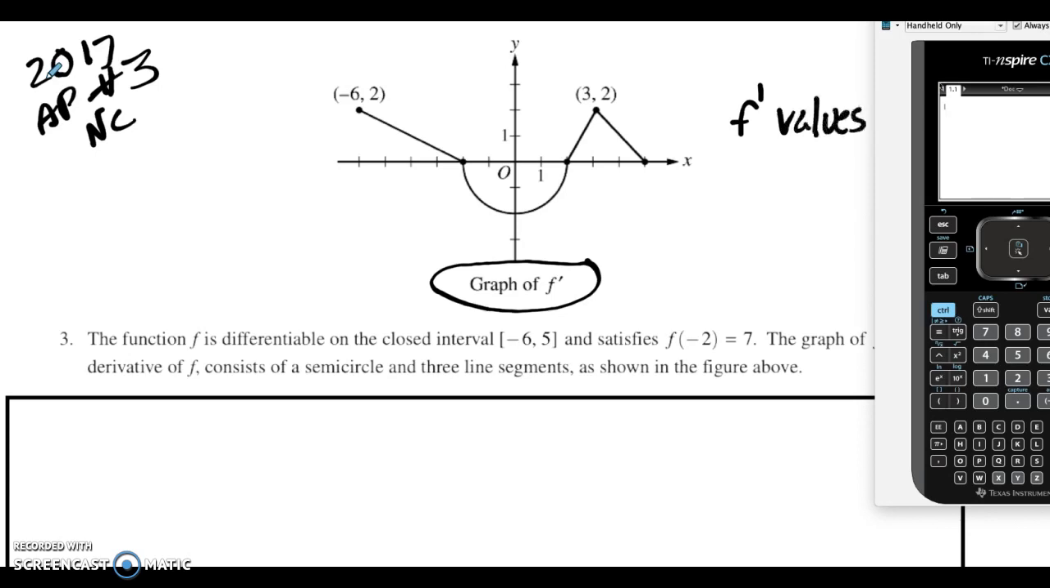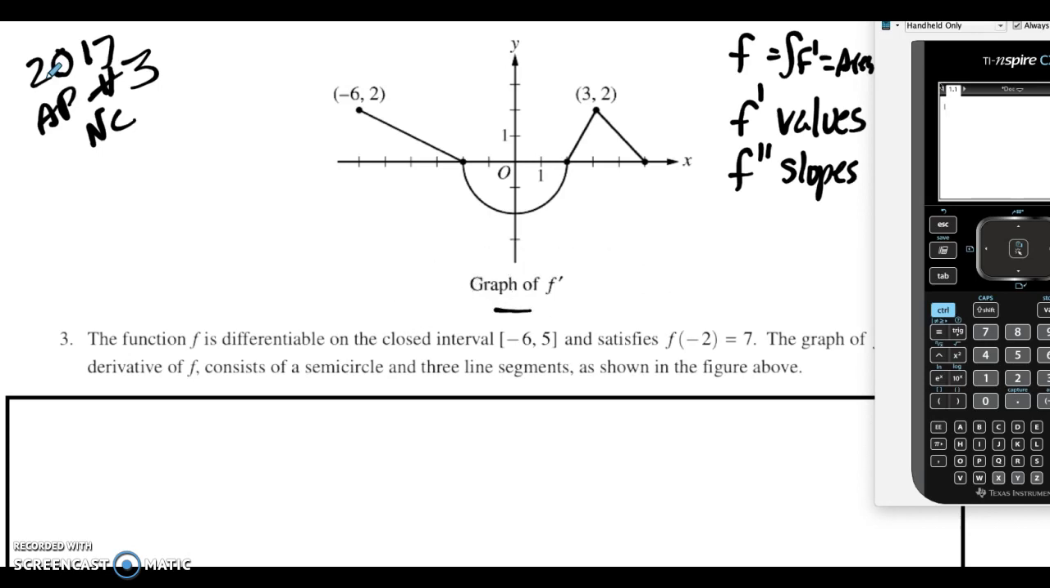So what does it mean when these are the slopes of this graph? That's right, f double prime. And f is going to be the integral of f prime, which is going to be the area. I don't know if they're going to ask me about any of that, but I've got my shapes listed to go. So I'm going to read my part of the question.